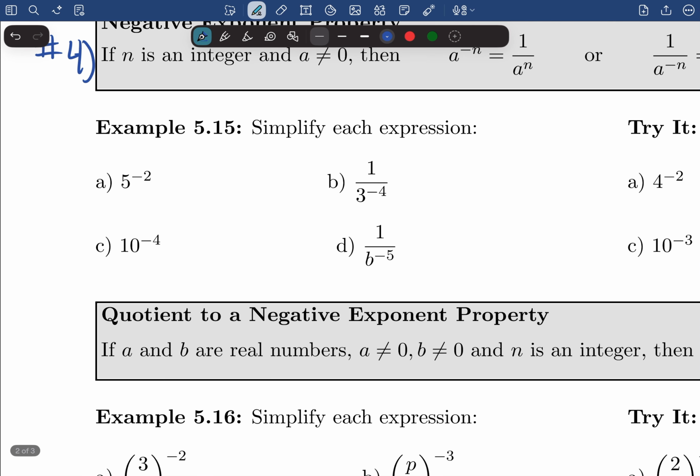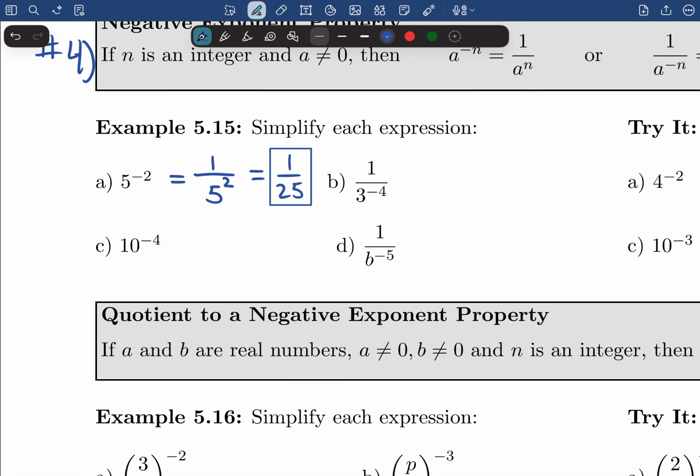So example 5.15, I see a 5 to the negative 2 power. Okay, and so I think, well, I want to make that negative power positive. And so I'll take the reciprocal of 5, which is 1 over 5, and then I can raise that to the positive 2 power. So my answer is 1 over 5 squared. I could rewrite that as 1 over 25 because 5 squared is 25.